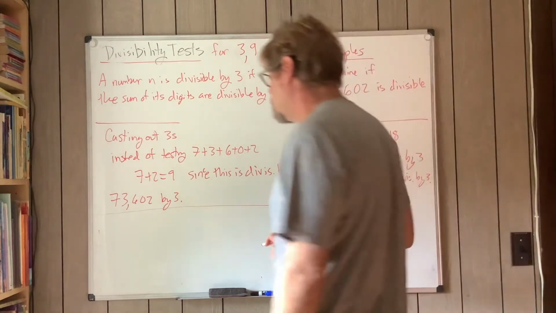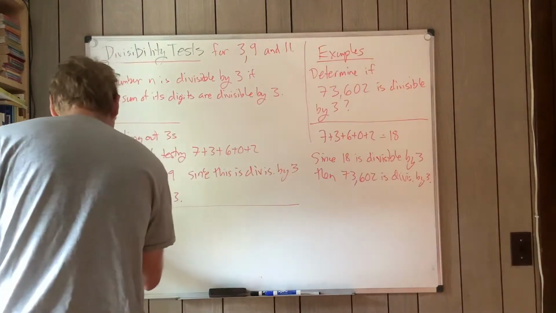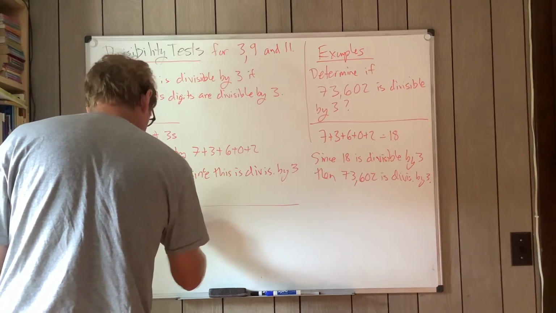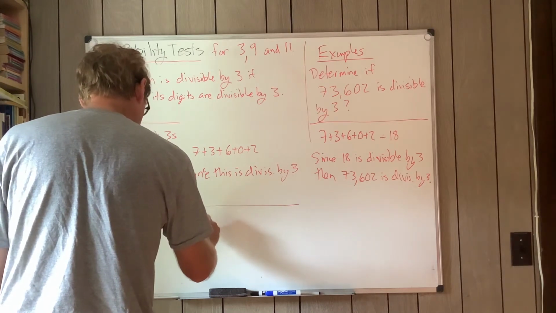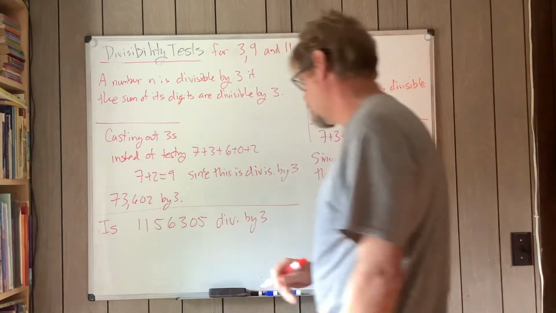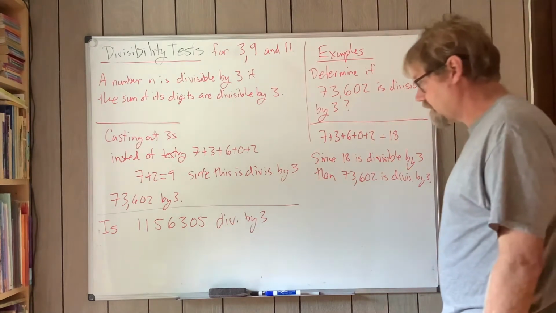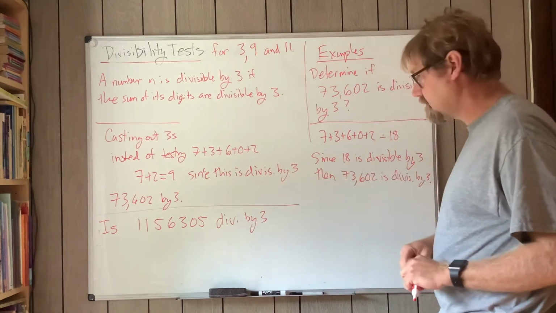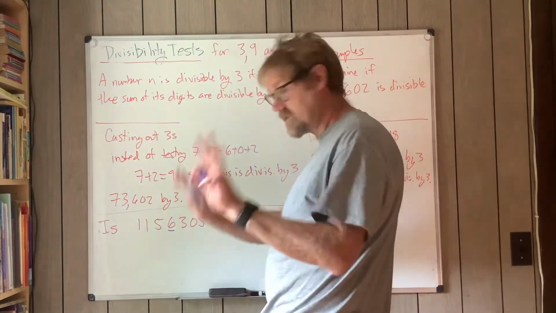Now, I want to take a look at one other one. Is 1,156,305 divisible by 3? Okay. Here's one of the things I would look at with this. Again, I can add those up, it's not too bad. But that's divisible by 3, so I can just cast it away.